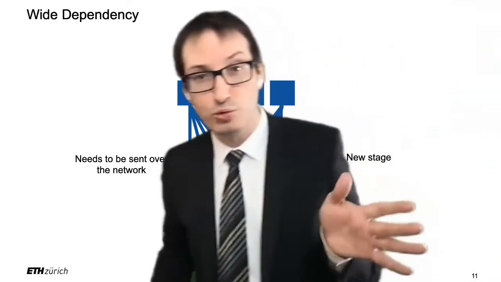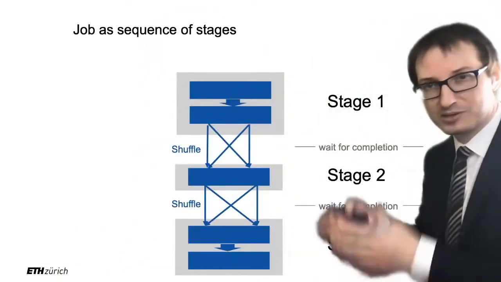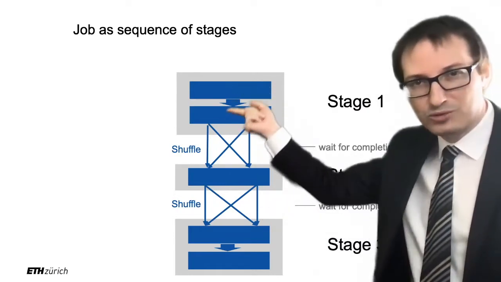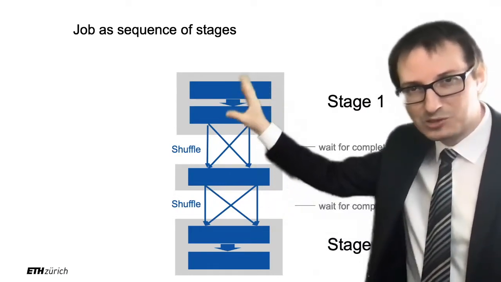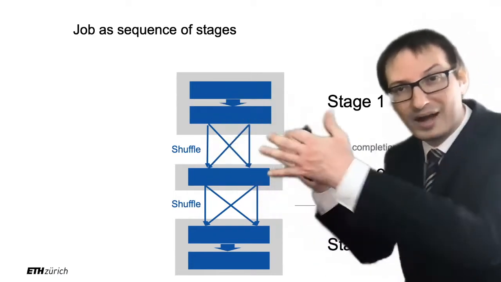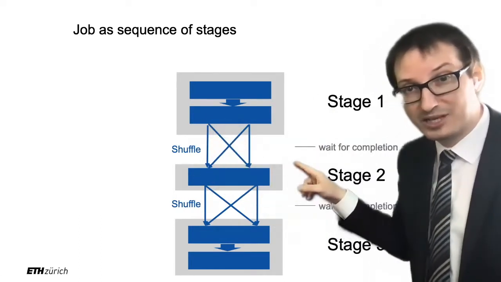In MapReduce, there were two stages, the map stage and the reduce stage, but in that case, there can be more. Here's an example with three stages. I have one transformation that is a narrow dependency, so I can squeeze it together in the same stage. Here I have one transformation that is a wide dependency, so I need to stop stage one and shuffle it around. Then I have stage two.